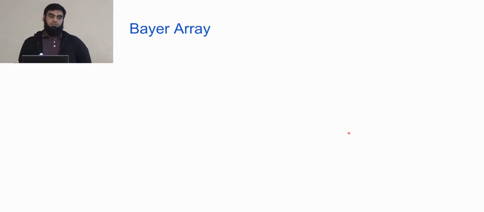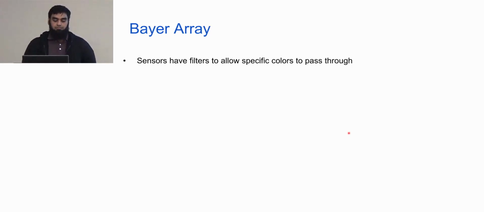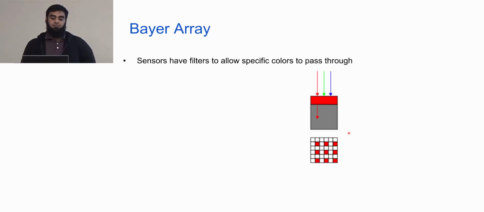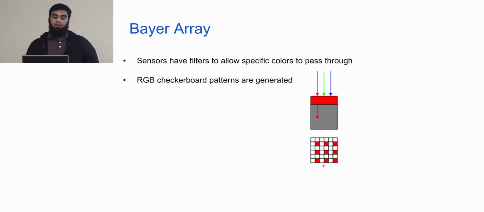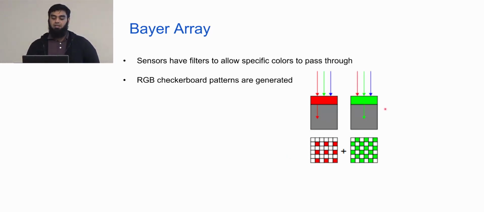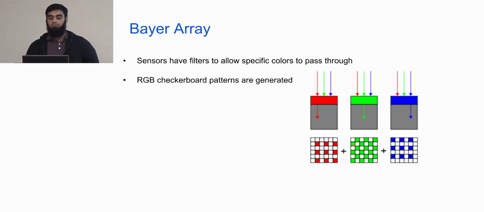When we talk about sensors, there's a specific component within them that's responsible for capturing the scene, or the photograph we end up getting in our phones. Basically, these filters allow specific colors to pass through. So this is our sensor in question. This part of the sensor is equipped with a filter that only allows red light to pass through. So we end up with a checkerboard pattern for the color red. And the same applies for the colors green and blue as well.